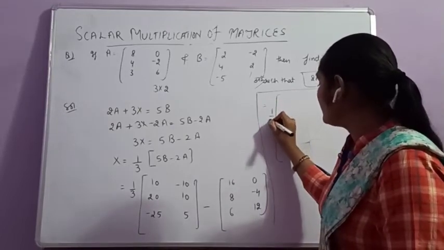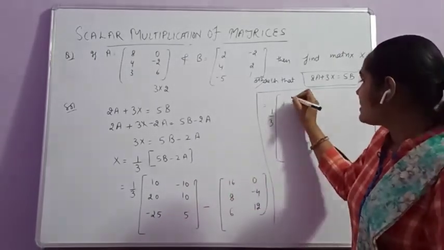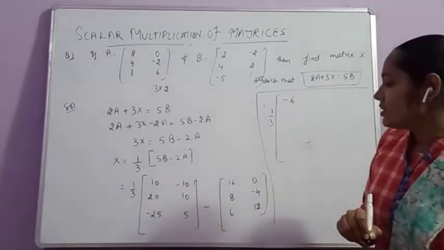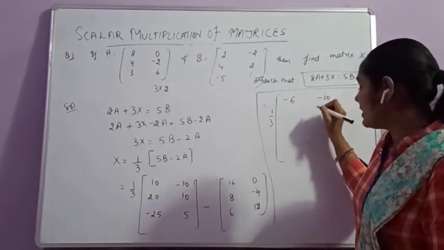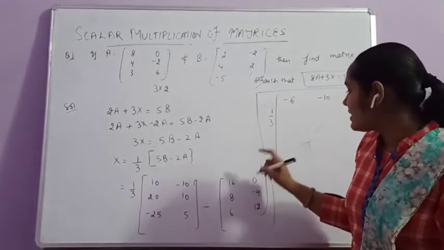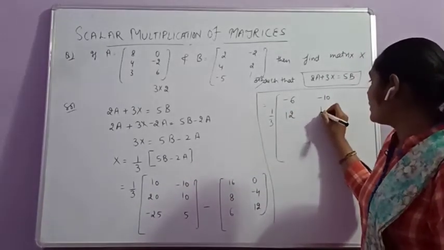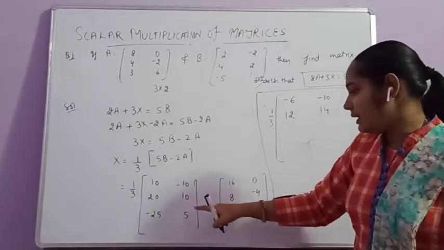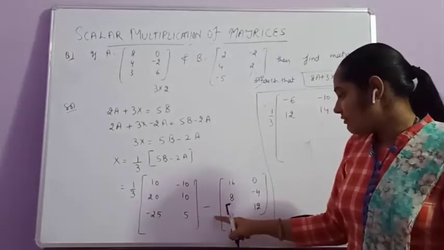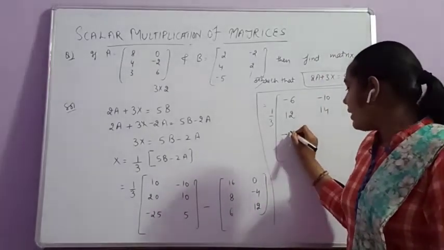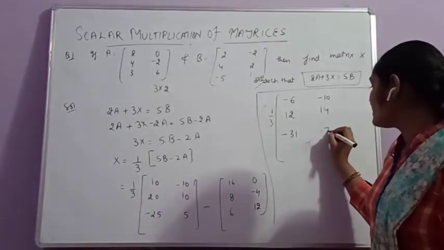That will be equal to 1 by 3 into 10 minus 16. 10 minus 16 that is equal to minus 6. Clear? Minus 25 minus 0 that will be equal to minus 25... Similarly 20 minus 8 is equal to 12. 10 minus minus 4 that is equal to 14. Minus 25 minus 6 that is equal to minus 31. 5 minus 12 that is equal to minus 7.